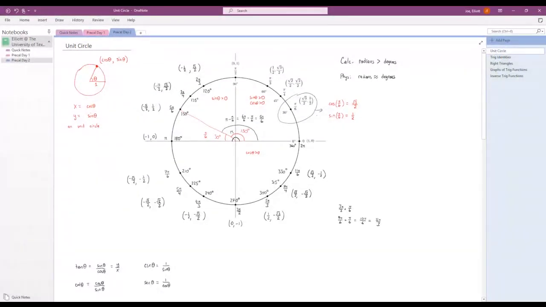So specifically, cosine of pi over 6 radians is √3/2. Now sine evaluated at pi over 6 radians is 1/2. So that's kind of where the pi's come into play. They're referring to the angle that you're plugging into your trig functions, if you will.